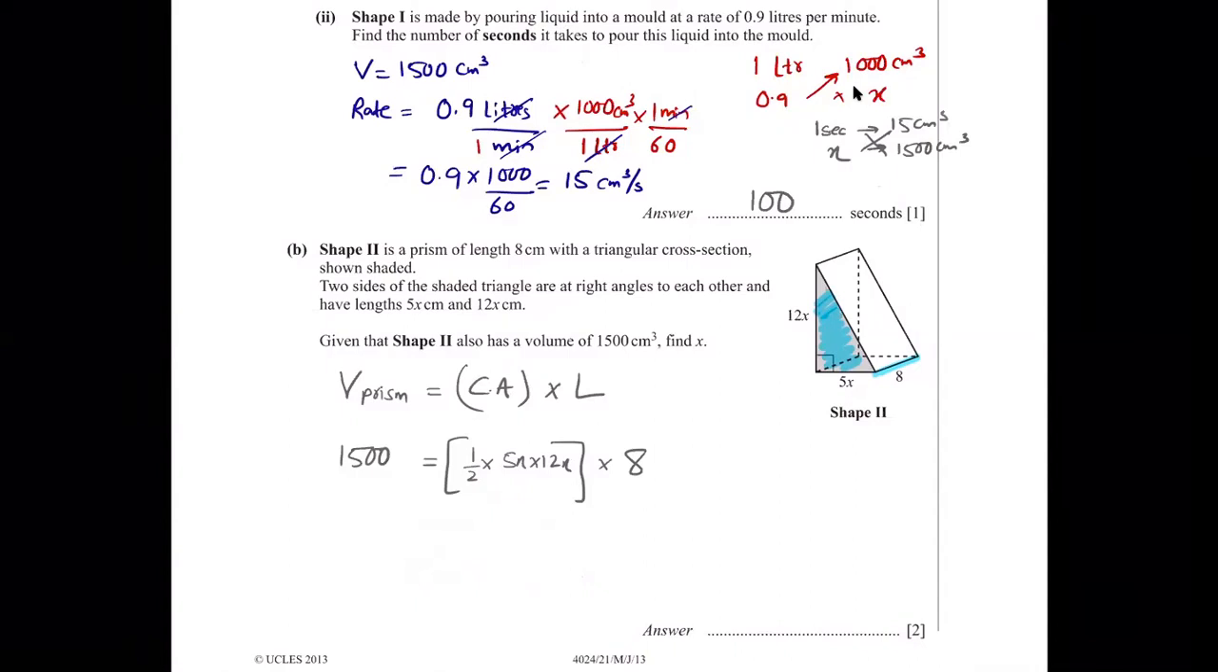So if you solve the right hand side, you multiply this half with 5 times 12 times 8. So 0.5 times 5 times 12 times 8 is 240. And x times x is x square. This is equal to 1500. So x square is going to be 1500 upon 240. So what is 1500 upon 240?